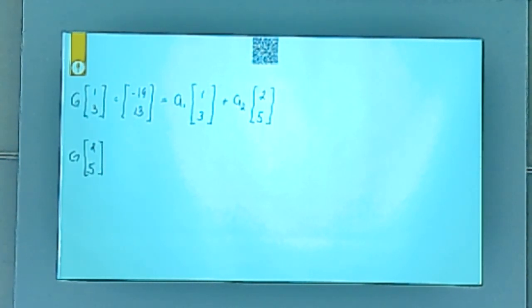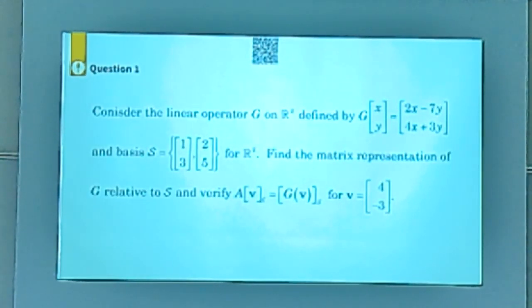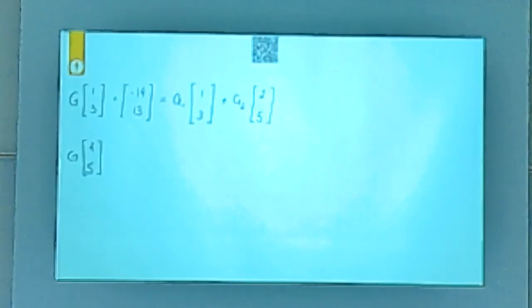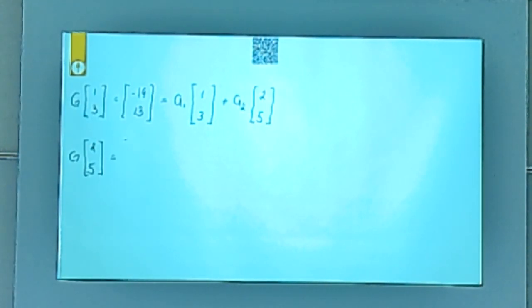So plug (2, 5) into the mapping. What are you going to get? You're going to get 2 times 2, minus 7 times 5, 4 minus 35, negative 31. Then it would be 4 times 2 and 3 times 5, 8 plus 15 is 23. So negative 31, 23. We want its coordinate vector. We want the constants b1 and b2 that make this true.